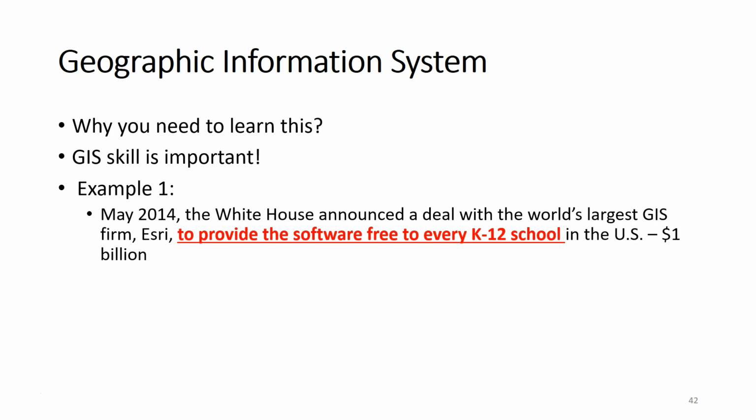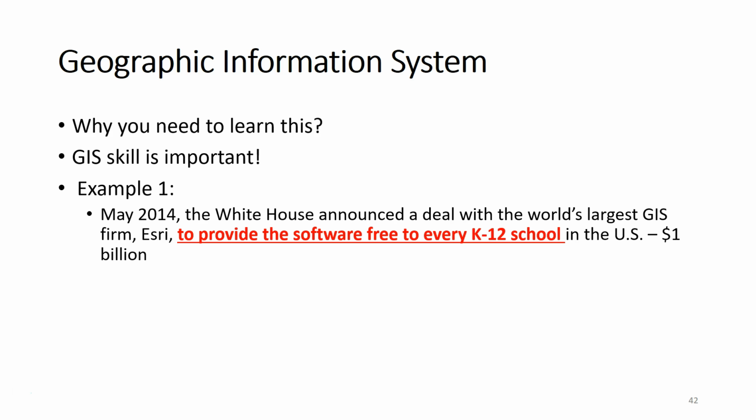This is in the United States. About 4 years ago, the government of the United States announced a deal with the world's largest GIS firm, Esri, to provide software freely to every K-12 school in the US. And it costs about $1 billion. So every school child is going to learn how to do this, because nowadays all the information has geographic information, all the data. And you need to know how to process it. You cannot process it with your Microsoft Word, Excel. You need to learn the software to access the data and process it.